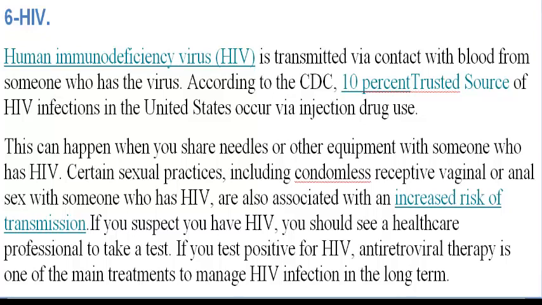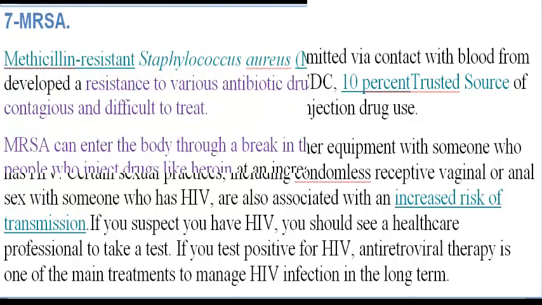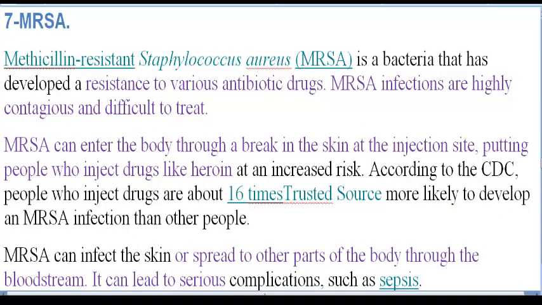If you test positive for HIV, antiretroviral therapy is one of the main treatments to manage HIV infection in the long term. 7. MRSA. Methicillin-resistant Staphylococcus aureus, MRSA, is a bacteria that has developed a resistance to various antibiotic drugs. MRSA infections are highly contagious and difficult to treat. MRSA can enter the body through a break in the skin at the injection site, putting people who inject drugs like heroin at an increased risk.